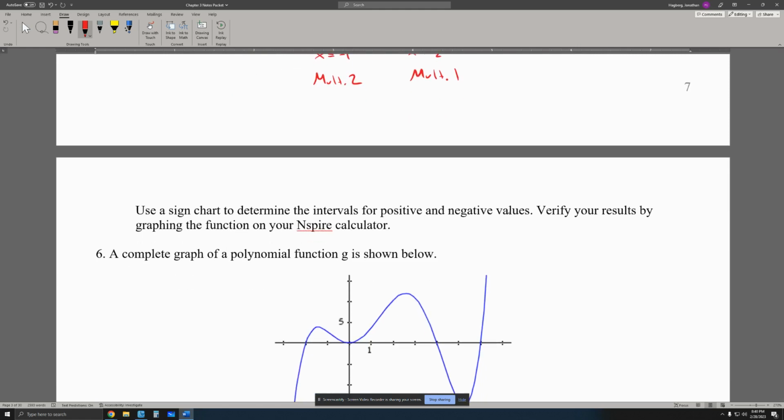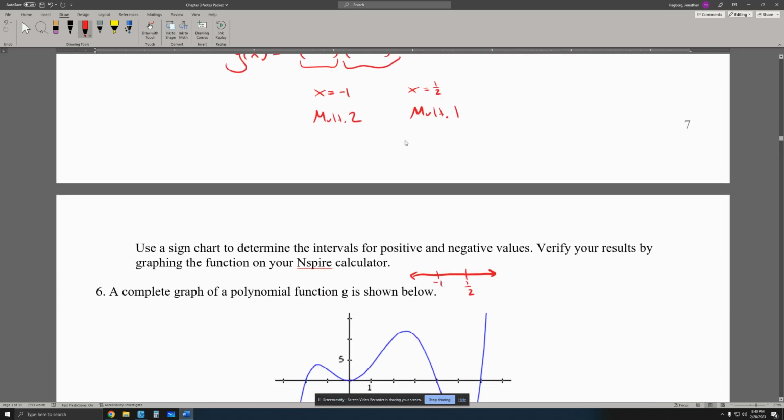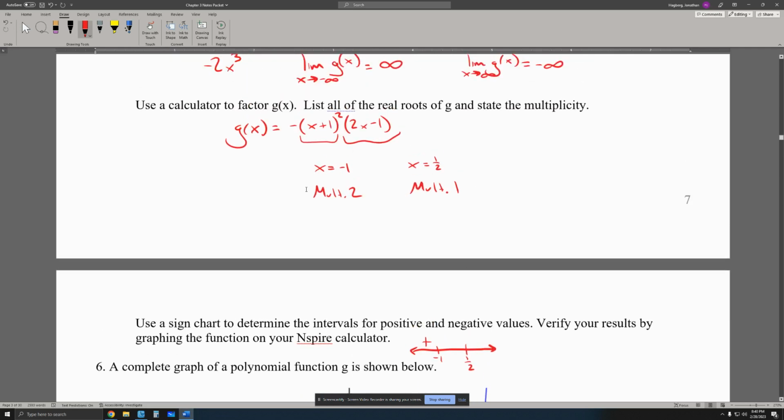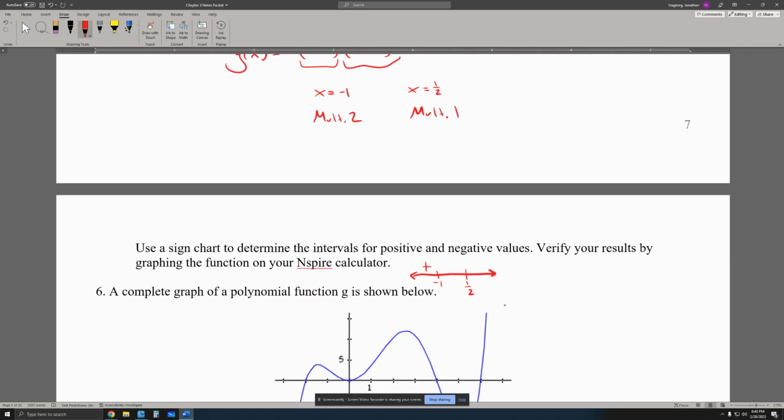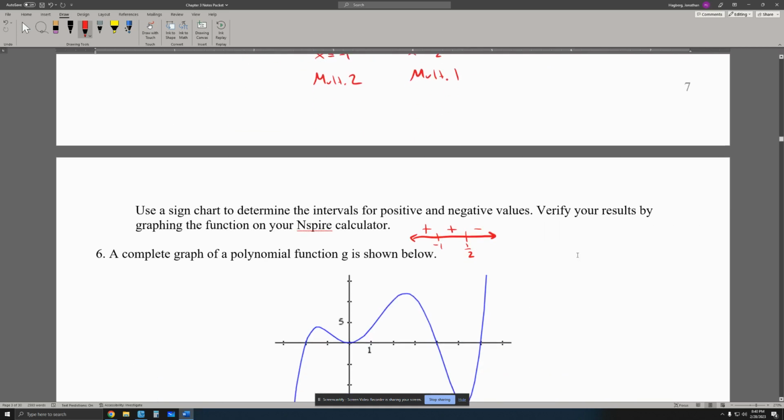So if I wanted to use a sign chart, we've got our zeros at -1, and we have one at 1/2. The left-hand end behavior is positive. Between -1 and 1/2, at -1, we have a multiplicity of 2, so the sign does not change. It bounces at -1. And then at 1/2, the multiplicity is odd, so it flips sign. And again, that follows with our right-hand end behavior.